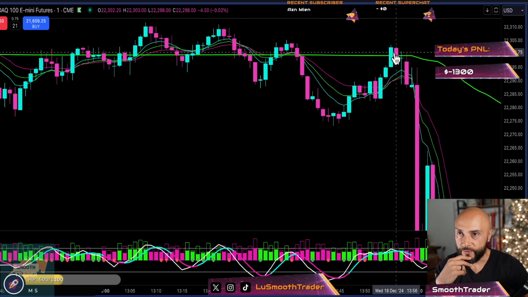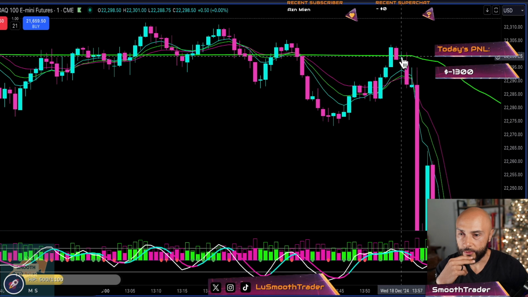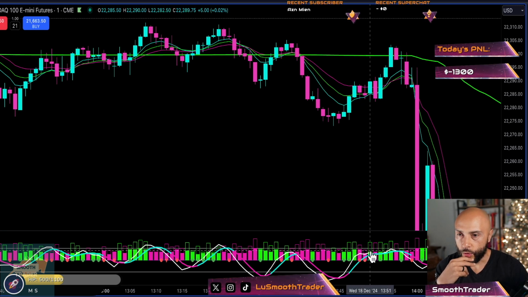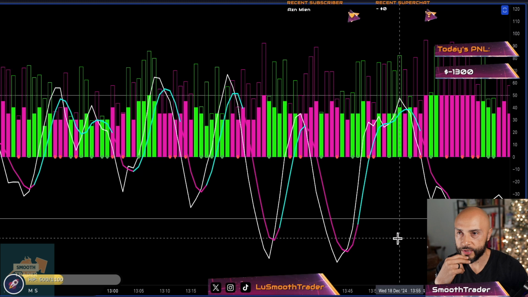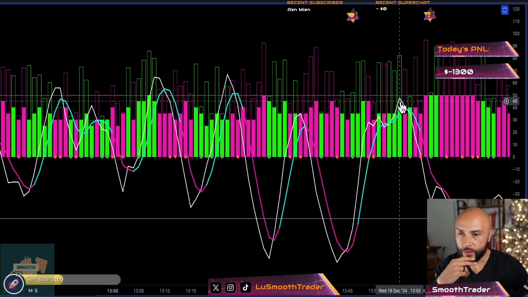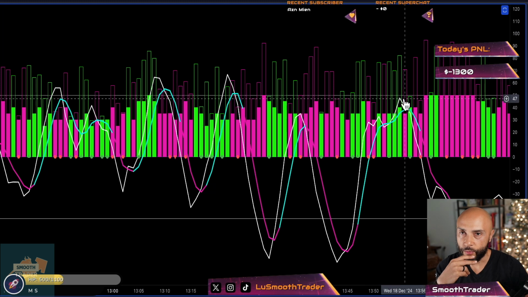Right around 1:59, right around here, or 13:59, whatever you want to call it. Are we more overbought or more oversold? Let's take a look at that on our 1 minute, even if you were to scalp this move. Right around the 1:50s, 2 o'clock time, it looks like we're more on the overbought side, okay?